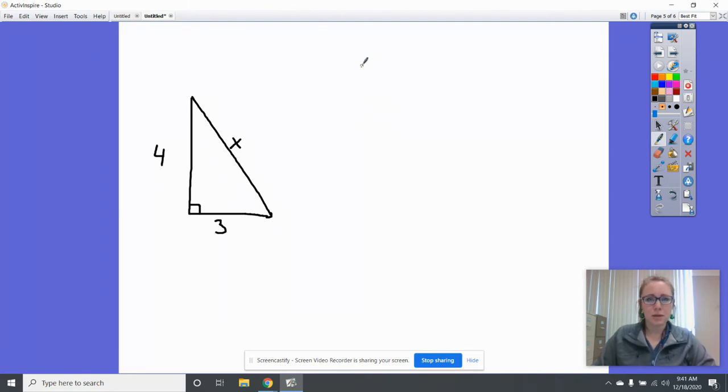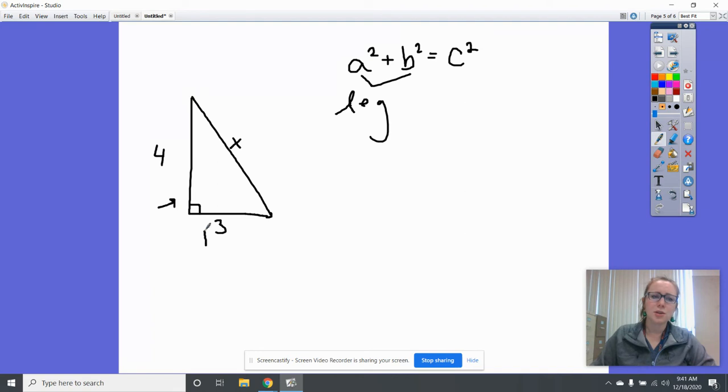The Pythagorean theorem is a squared plus b squared equals c squared, where a and b are each a leg of the triangle. The legs are the two sides that are right next to the 90-degree angle. C is what we call the hypotenuse. The hypotenuse is the side that is across from the 90-degree angle. It's not actually touching the 90-degree angle. So we're going to talk about how to use this Pythagorean theorem to find this missing hypotenuse.